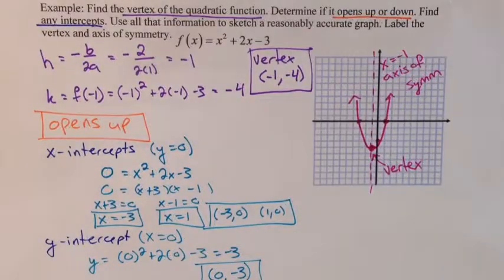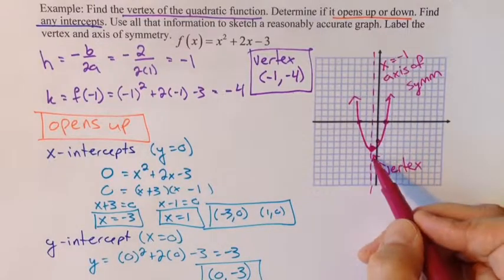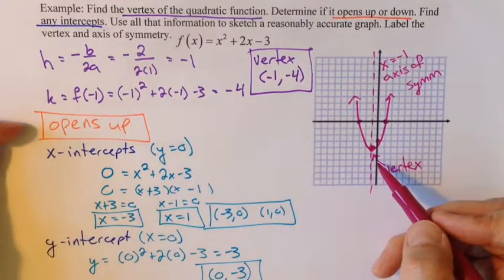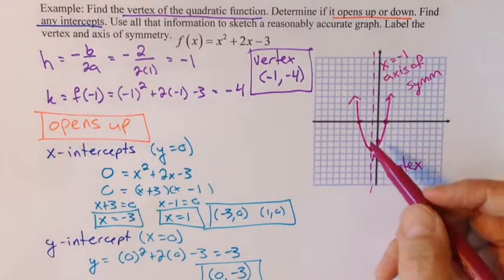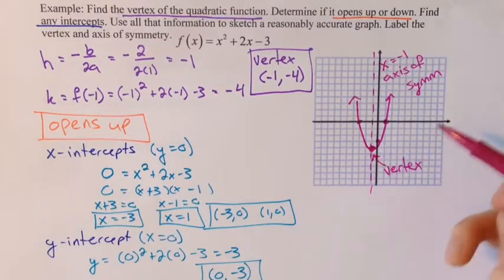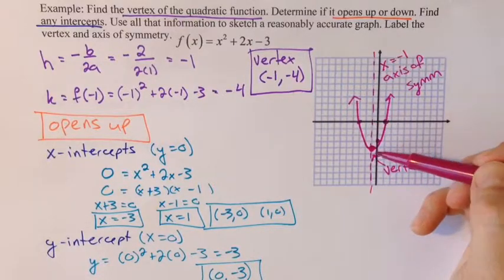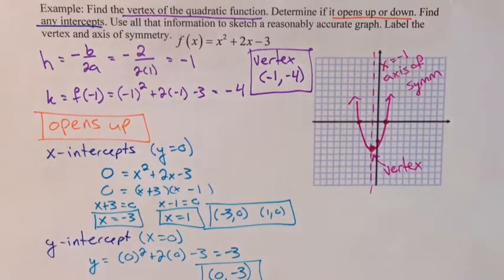Before we move on from this example, I want to point something out to you. We found the vertex of this parabola to be (-1, -4). And we also know that the parabola opens up. That means that the vertex will be a minimum value for this parabola. When x is negative 1, this parabola achieves its minimum value of negative 4. We're going to use that a little bit in the next problem.